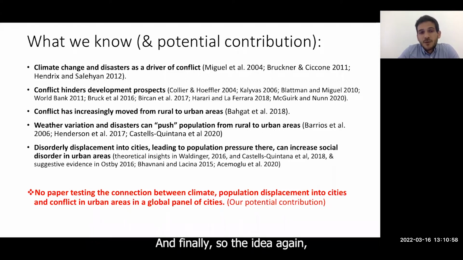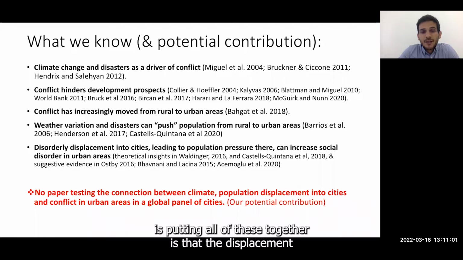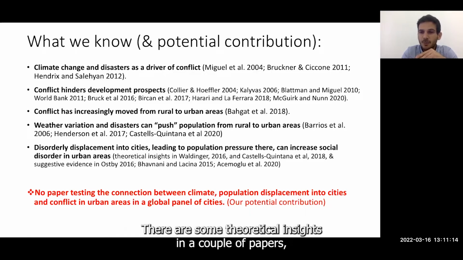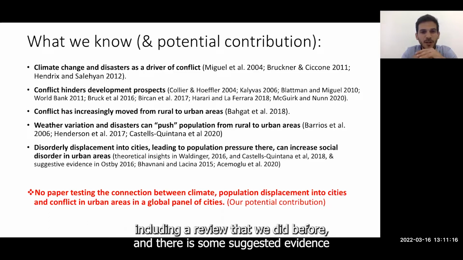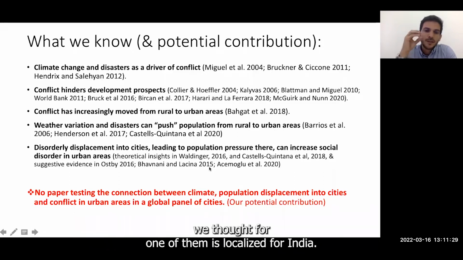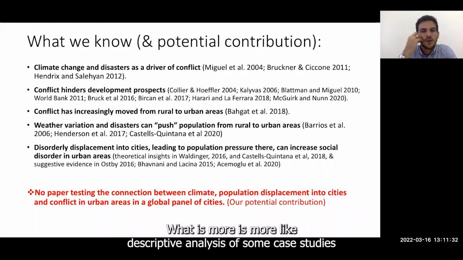And finally, the idea again, putting all of this together, is that the displacement of population into cities can increase disorder there. And I cite a few papers here that we found. So there are some theoretical insights in a couple of papers, including a review that we did before. And there is some suggestive evidence in Ospina 2016 and Nanni and Lacina 2015. One of them is localized for India. The other one is more like a descriptive analysis of some case studies, all right?